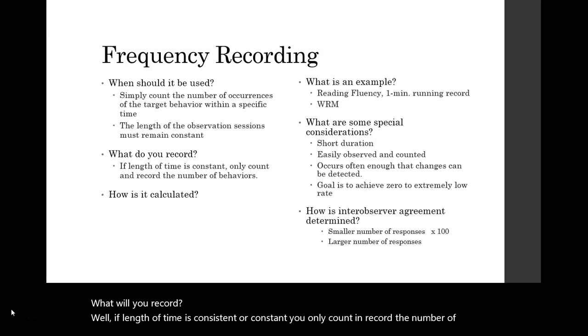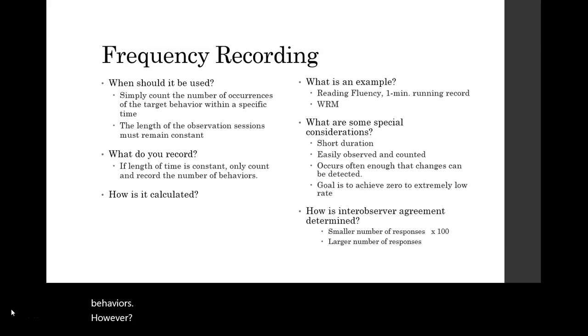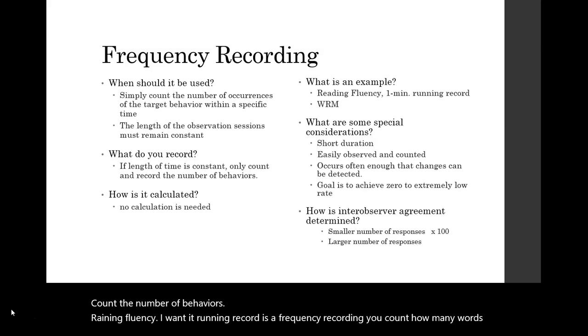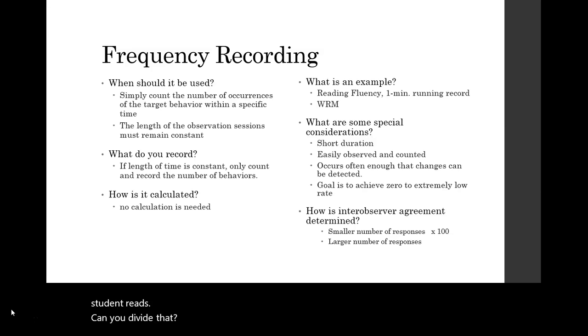of behaviors. However, if the recording times are different across sessions, you would have to record the time to convert that to rate. No calculation is needed. You just simply count the number of behaviors. Reading fluency, a 1-minute running record, is a frequency recording. You count how many words the student reads, and you divide that by 1 minute to get a rate of reading per minute, based on the amount of time the student read.